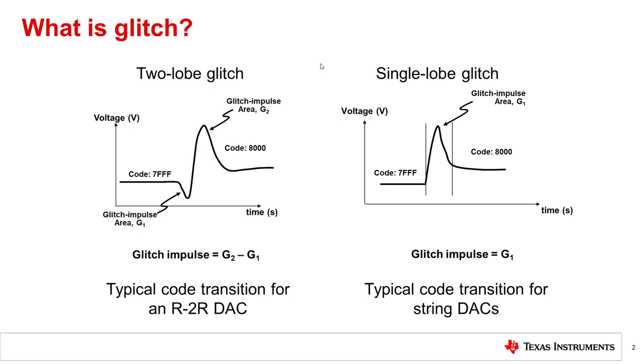First, two-lobe glitch, and second, single-lobe glitch. Two-lobe glitch is usually associated with the impulse produced by a code transition for an R2R DAC, while single-lobe glitch is usually associated with string DACs. For two-lobe glitch, the negative component is subtracted from the positive component to give the total energy. For a single-lobe glitch, the energy is simply defined as the area of the glitch impulse itself.